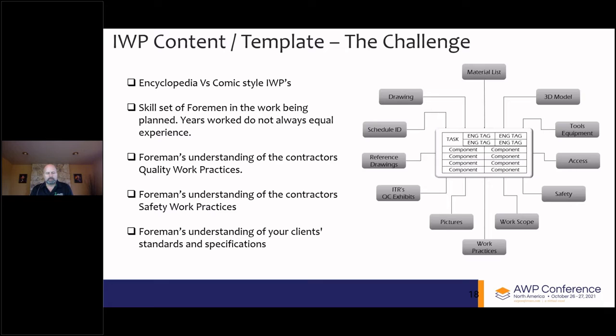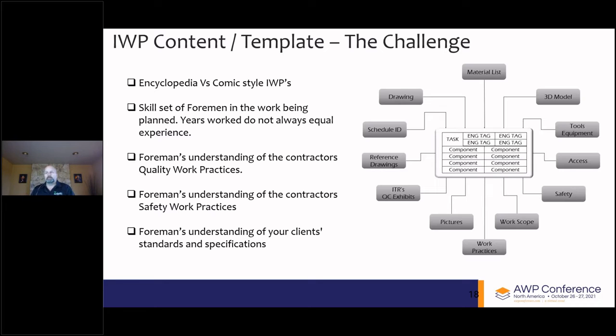And then four areas around the challenges is to understand the skill set of the foreman and the work being planned. Years worked do not always equal experience in the scope of work being planned. Foreman's understanding of the contractor's quality work practices. Foreman's understanding of the contractor's safety work practices. And then, of course, the foreman's understanding of the client standards and specifications should all be taken into consideration when addressing the content of the IWPs.